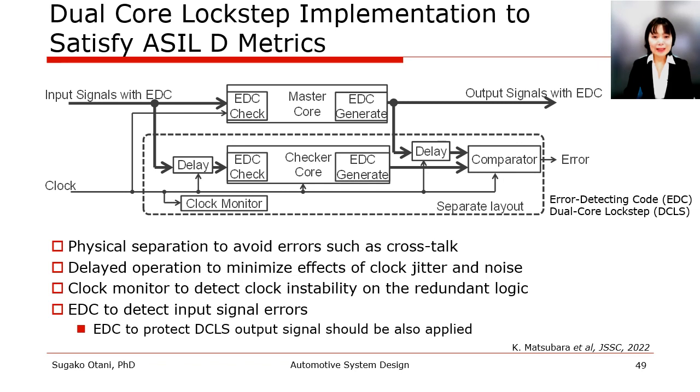Last, applying EDC, error detection code, to the input signals. If an error occurs in the input signal, it cannot be detected by dual-core lockstep and would affect subsequent processing. To prevent that, this module applies an EDC check to the input signal of dual-core lockstep. An EDC generated to protect the output signal is also applied.